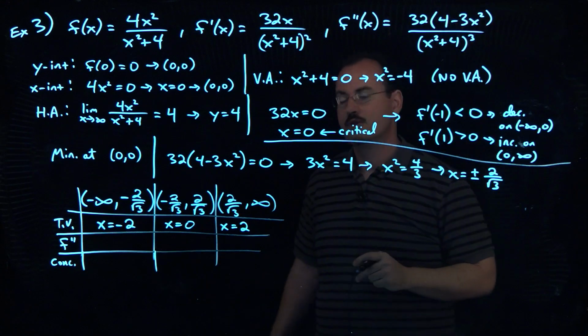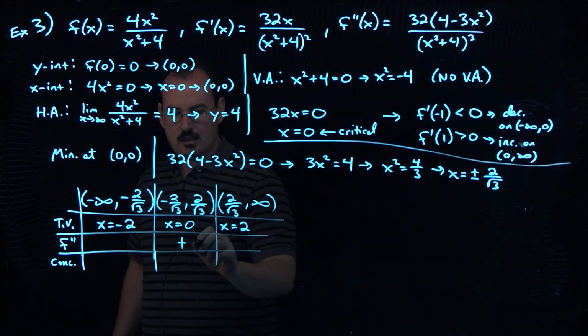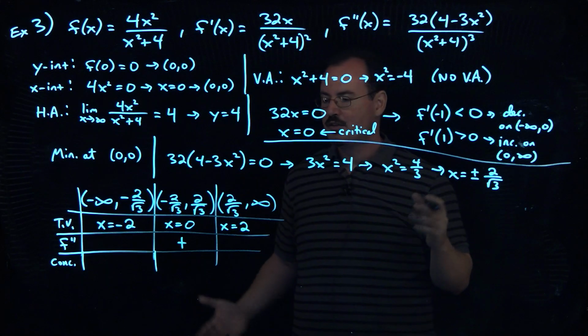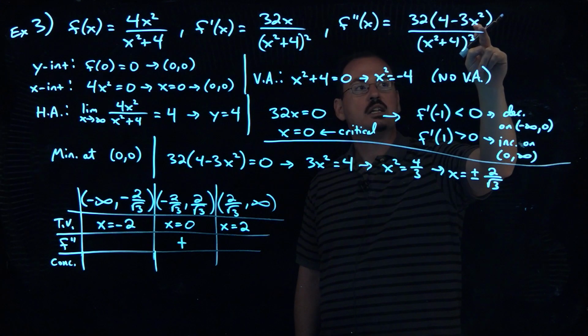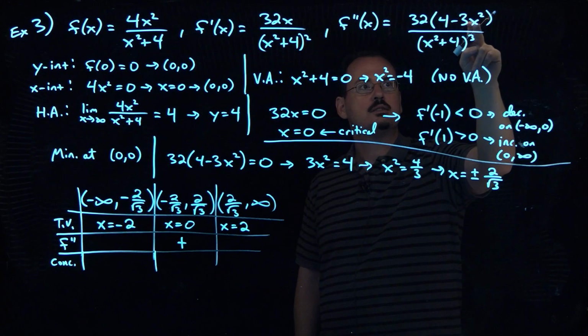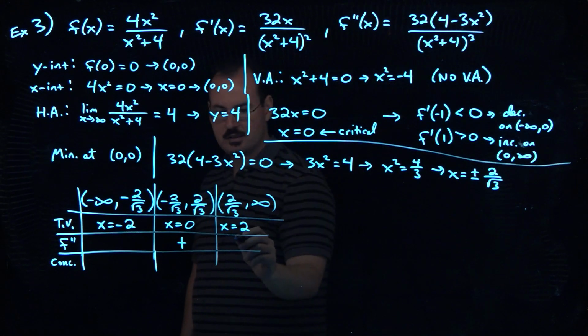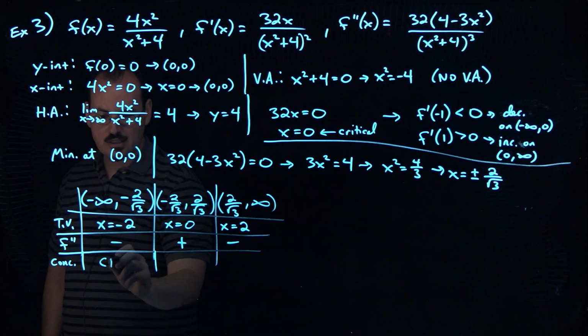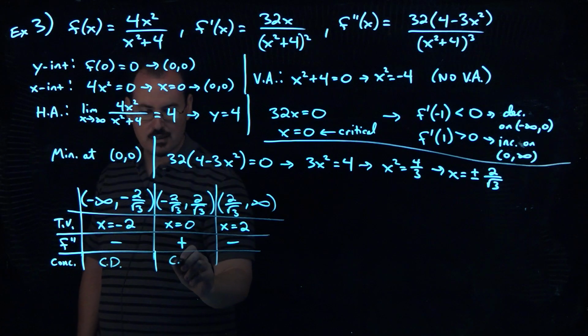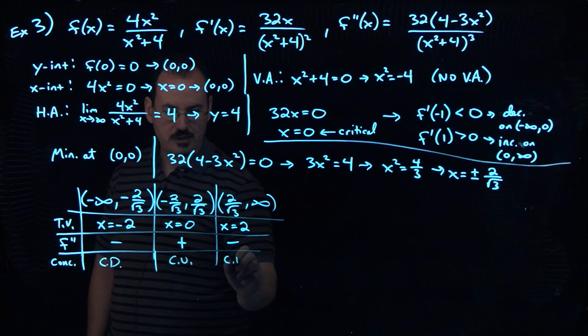Well, 32 times 4 in the numerator, that's a positive number, right? When I plug in either negative or positive 2, I'm going to get the same thing because that's squared. But notice, say I take a 2: 4 minus 6, that's a negative number, and I get the same thing when I plug in negative 2. So my conclusion here is the function is concave down, and then it's concave up, and then it's concave down.